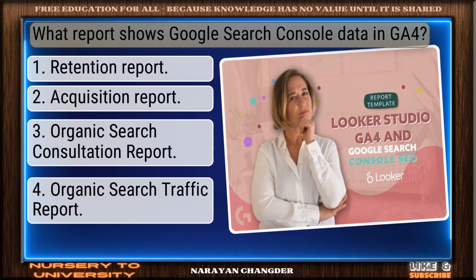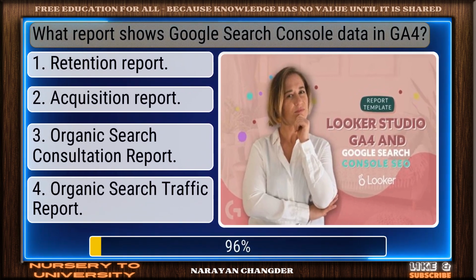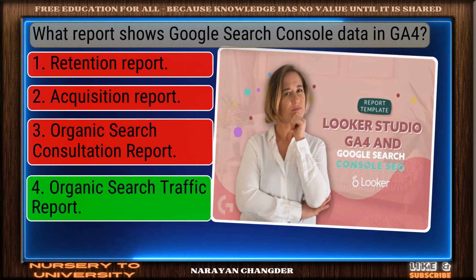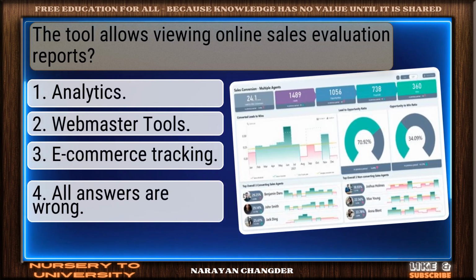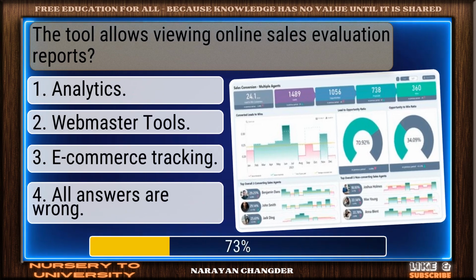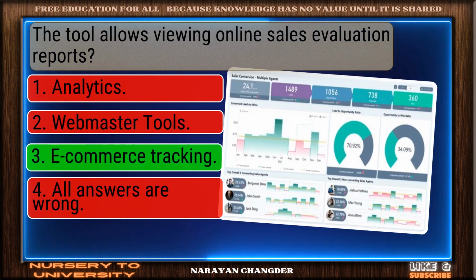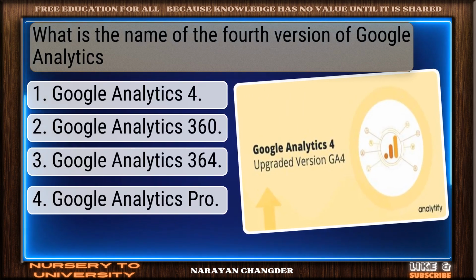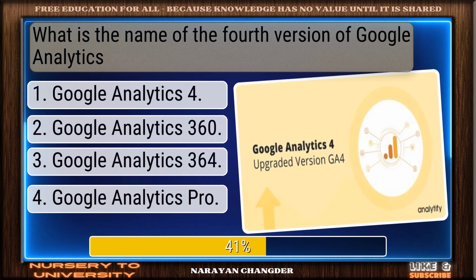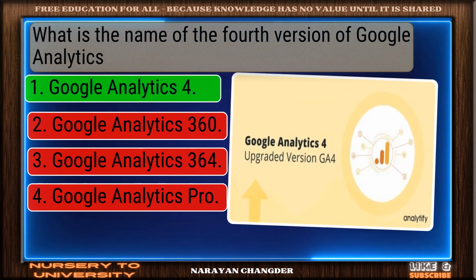What report shows Google Search Console data in GA4? Sharp thinking. Organic search traffic report is the right choice. The tool allows viewing online sales evaluation reports. Right again. E-commerce tracking is a valid answer. What is the name of the fourth version of Google Analytics? Correct. Google Analytics 4 is the right answer.